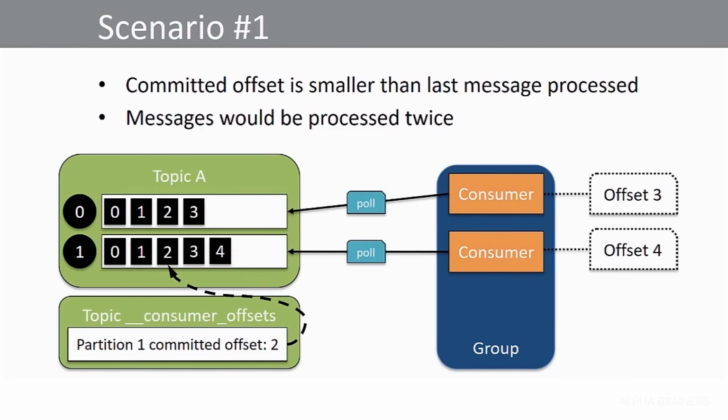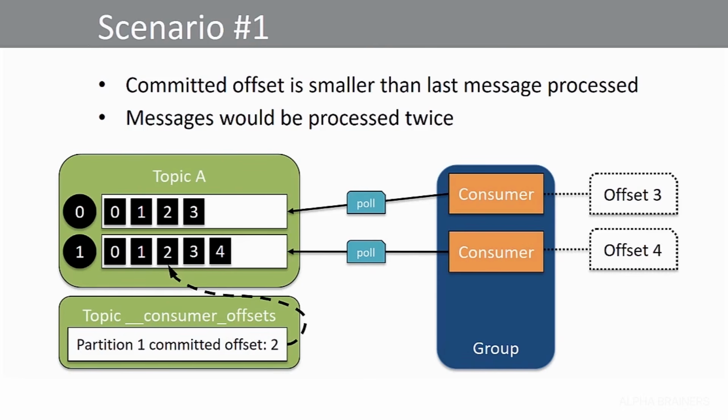Scenario number 1 is when the committed offset is smaller than the last message processed. This could be a really common thing that happens, and if you think about it logically, it makes a lot of sense. Let's say, for example, the second consumer that we have is reading from partition 1 in topic A, and it's read all the way through event number 4. It's processed that event, but it hasn't gone back and updated its commit position back on the Kafka brokers.